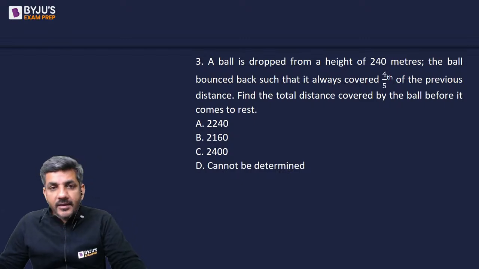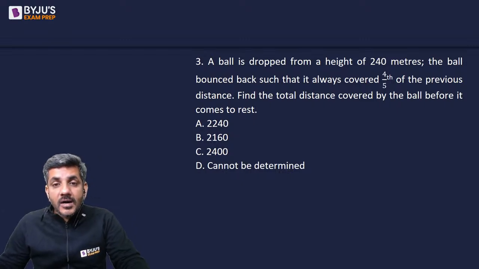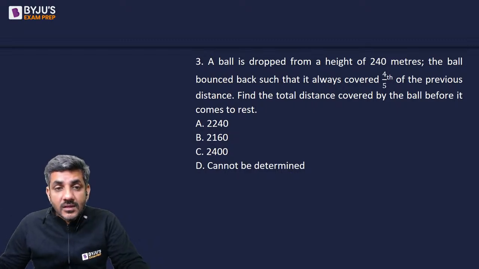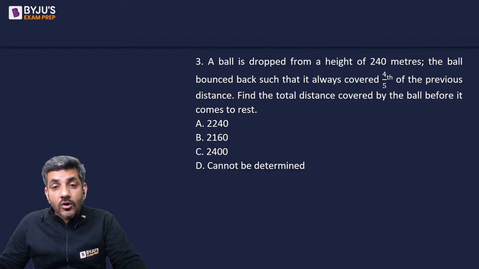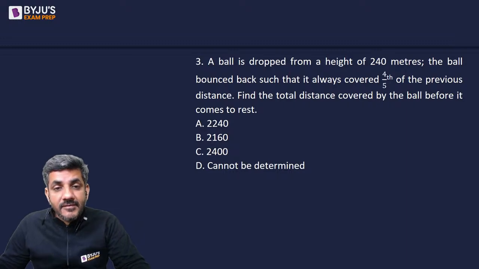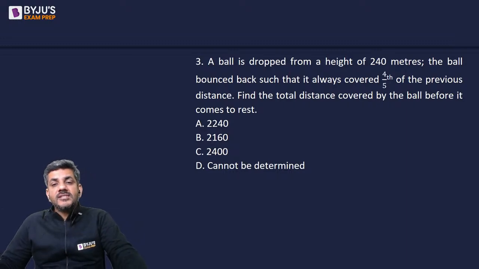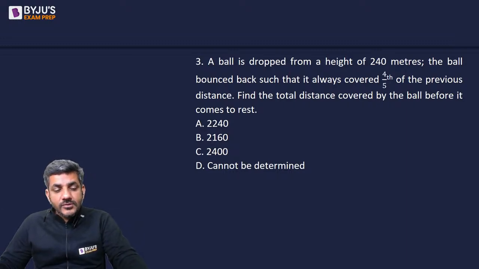Let us start doing it now. A ball is dropped from a height of 240 meters. The ball bounced back such that it always covered 4/5 of the previous distance. Find the distance covered by the ball before it comes to rest. So let us start talking about it.